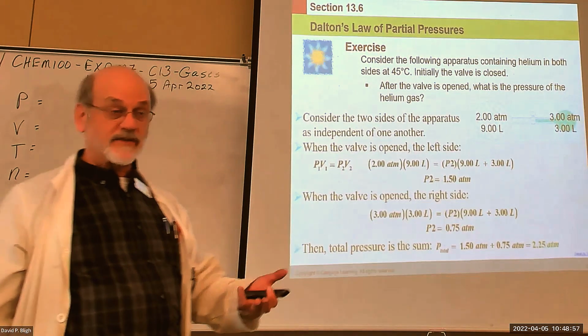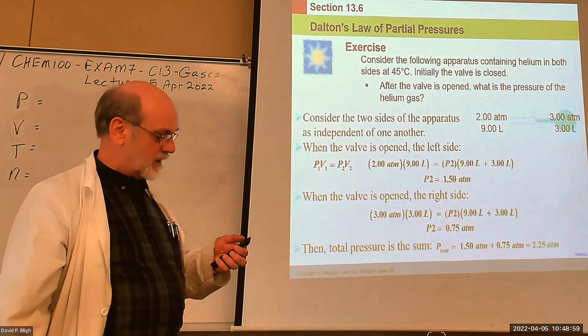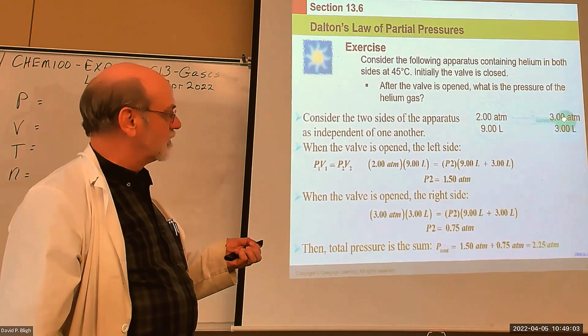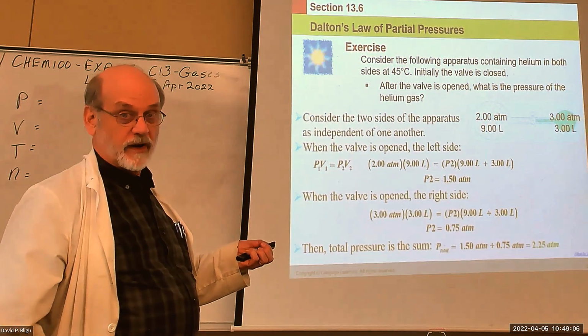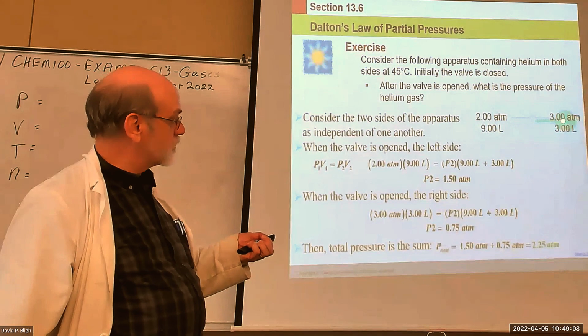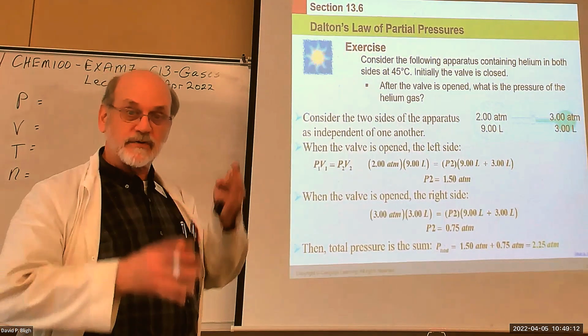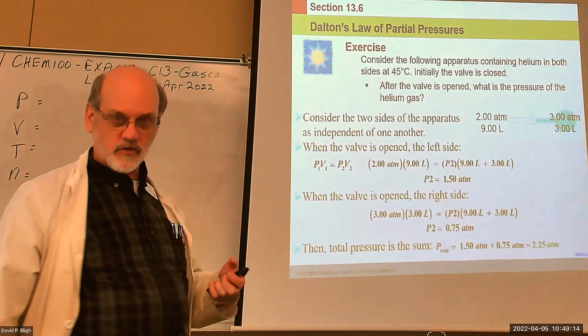Now, does that make sense? Well, let's see. The pressure can't be less than 2 or more than 3. It's got to be in between somewhere. Right? If this pressure is going to expel into this one, it's going to increase that one and decrease this one. So it's got to be between 2 and 3. And it is 2.25.